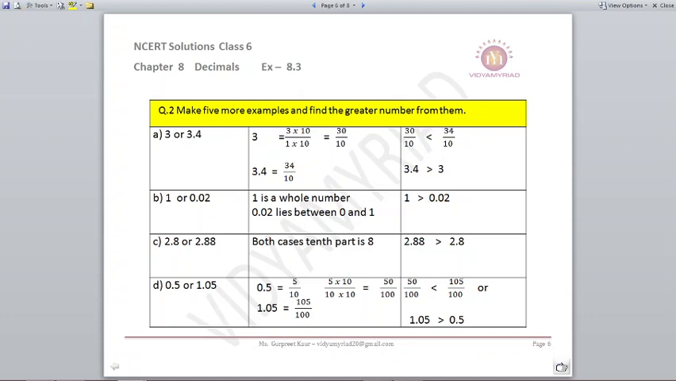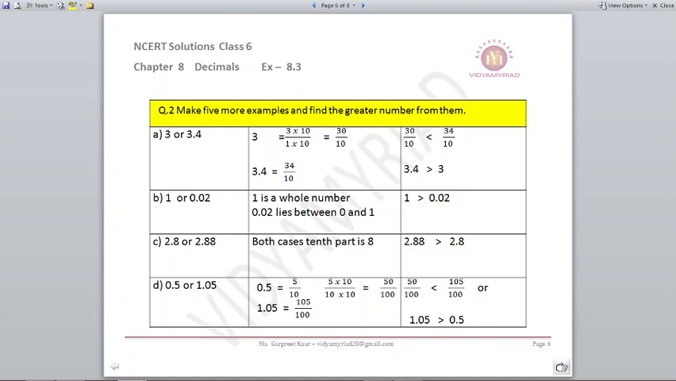Question number 2. Make 5 more examples and find the greater number from them. Now here, as per my own choice, I have taken 5 different examples and I have shown which one is greater. So the first one taken here is 3 or 3.4. This clearly shows from the numbers itself that 3.4 is more than 3. First it will be 3.1, 3.2, 3.3, 3.4. But for the solving, we can solve it also.